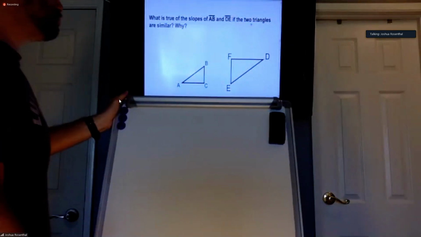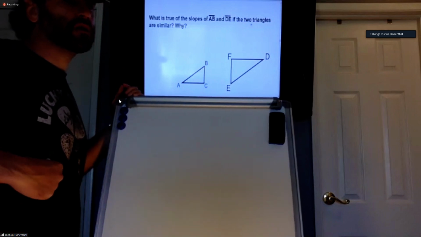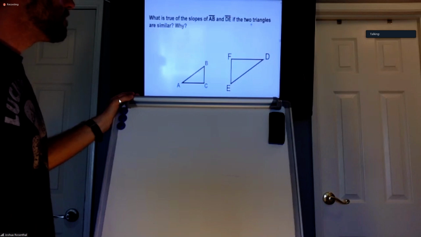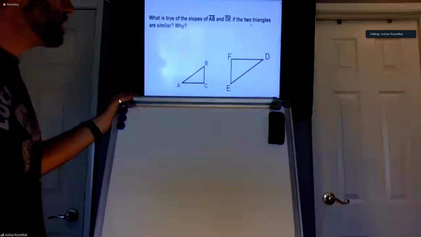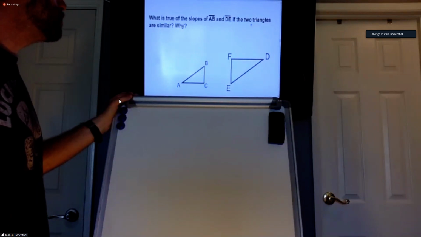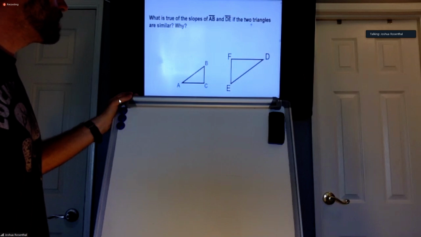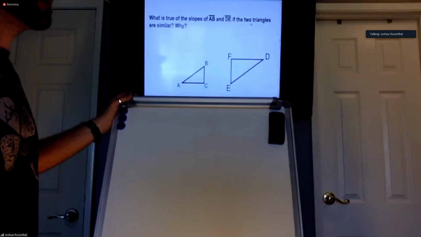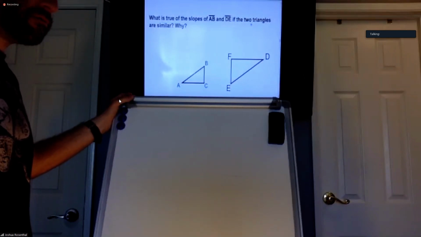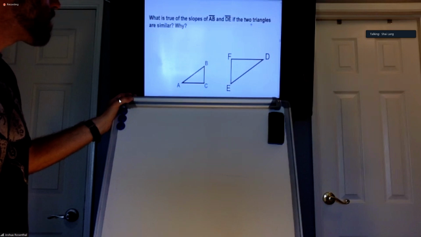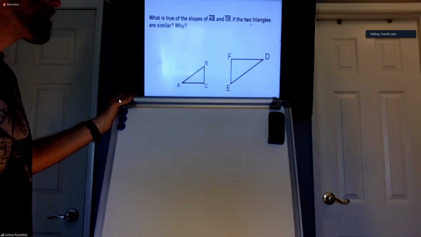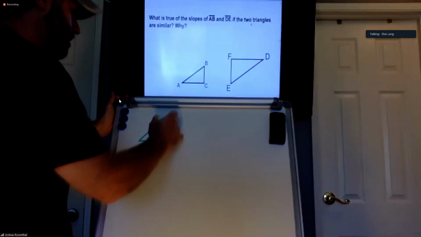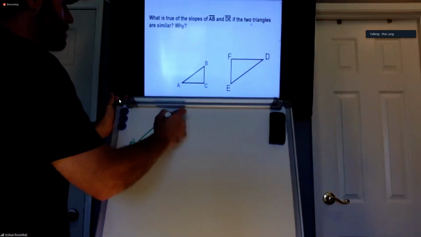Okay. What is true of the slopes? This is a weird, interesting question: what is true of the slopes of segment AB and segment DE if the two triangles are similar? And explaining why is important here. You're not going to get any credit at all unless you give me the why. The slopes are the same. Why would they be the same? The angles are congruent, so the slopes are the same.